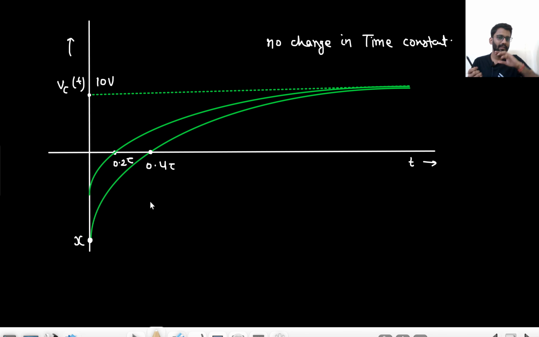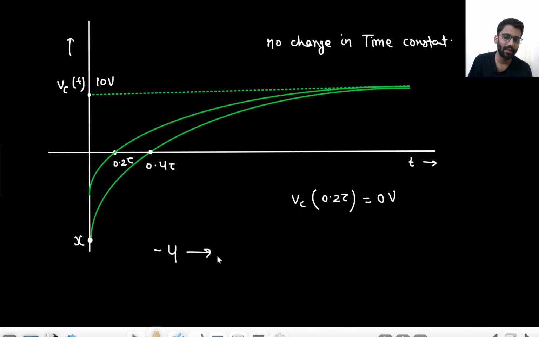But if you want zero crossing at 0.2τ, that means you want VC to go to 0 volt at 0.2τ. That means you have to start from something higher, right? Let's assume x value is -4. I am starting from -4 and going to 10, and 0 is happening at 0.4τ. Now I am going to 10 only, and I want 0 to happen at 0.2τ. That means I have to start from something higher, no?